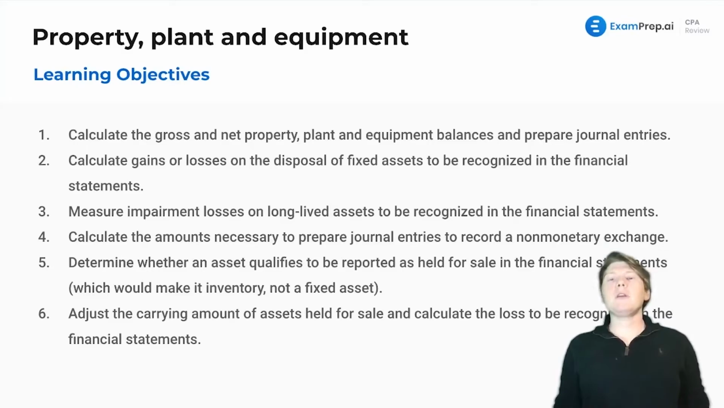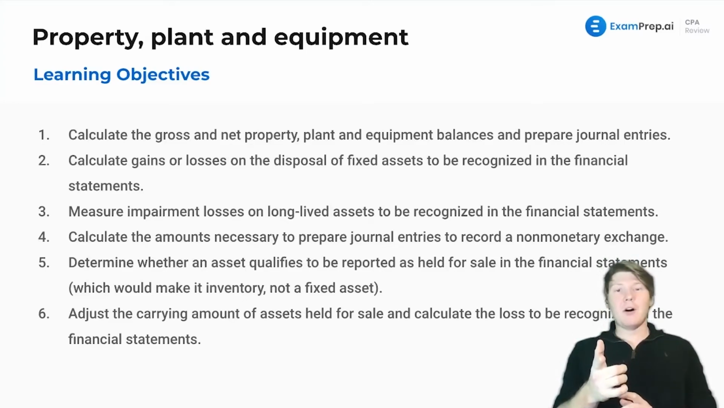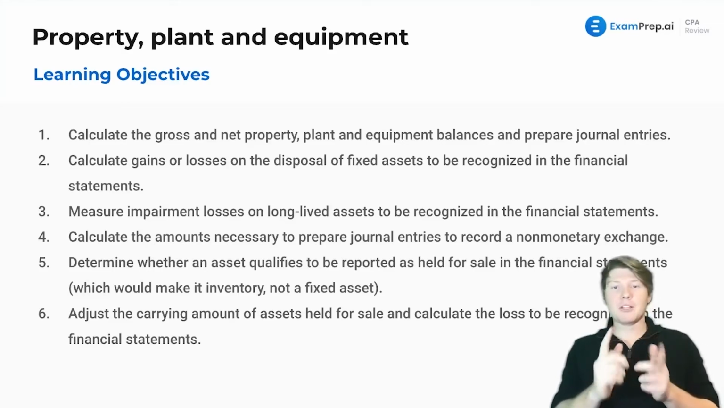We also want to calculate the amounts necessary to prepare journal entries to record a non-monetary exchange. Well, I don't have any cash. I want your building, so I'll offer you my truck. And if we have that exchange, non-monetary right there.